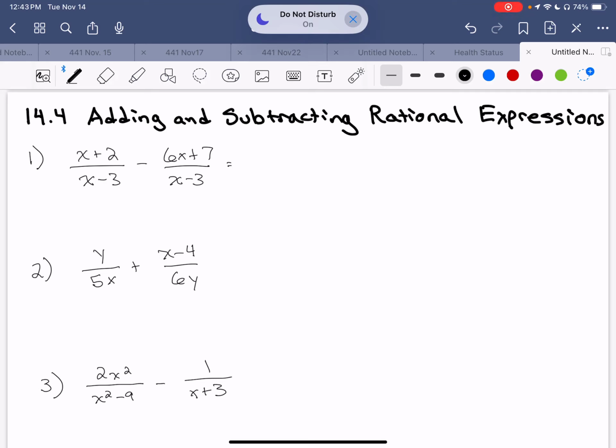Today we had adding and subtracting rational expressions in section 14.4. Think adding and subtracting fractions. So remember how you would get a common denominator to add fractions, and that you often are looking for the least common denominator. So keep that in the back of your mind. This section is as much about remembering how fractions work as anything else.